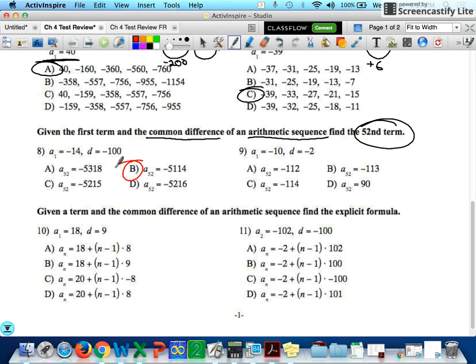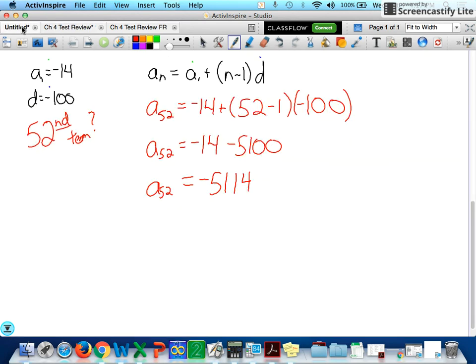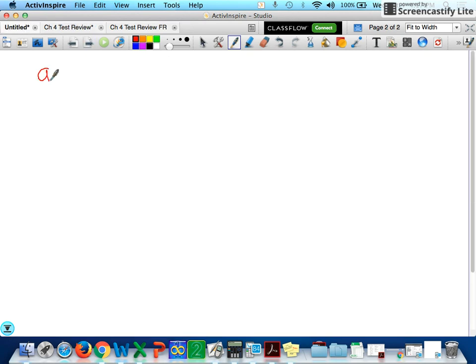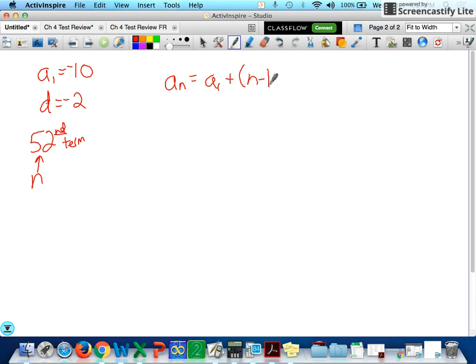Number 9 is done the same way. Okay, we've got A sub 1 is negative 10. Our difference is negative 2. So A sub 1 equals negative 10, and our difference is negative 2. And again, it's asking for the 52nd term. Well, that tells me that n equals 52. Our formula, A sub n equals A sub 1 plus n minus 1, and then our common difference d.